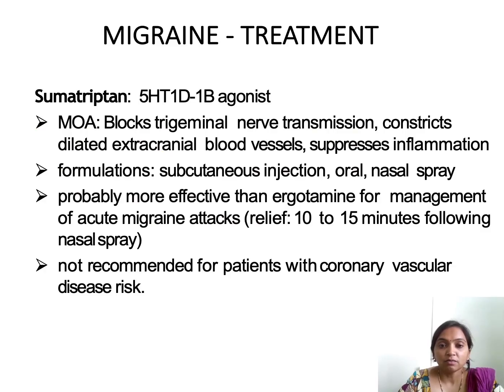So, sumatriptan, which is the drug most commonly used in case of migraine, is a 5-HT1D, 1B agonist. Very important these are. They mainly act by blocking the trigeminal nerve transmission, and it causes constriction of dilated extracranial blood vessels, and thus it will suppress the inflammation. So this mechanism is very important.